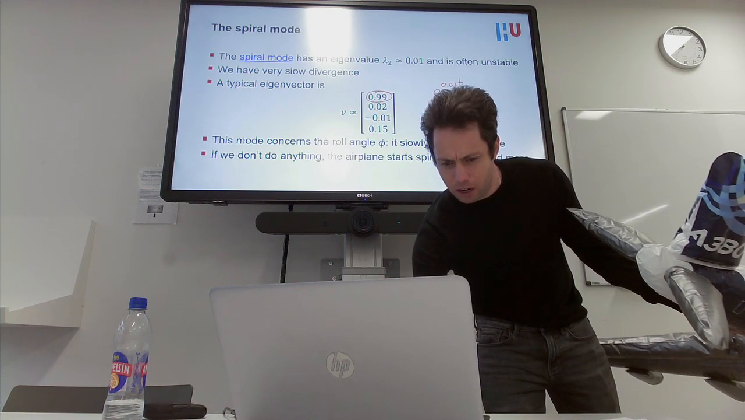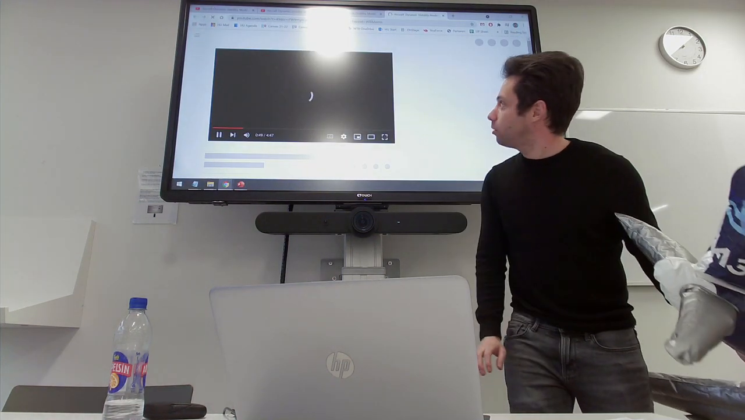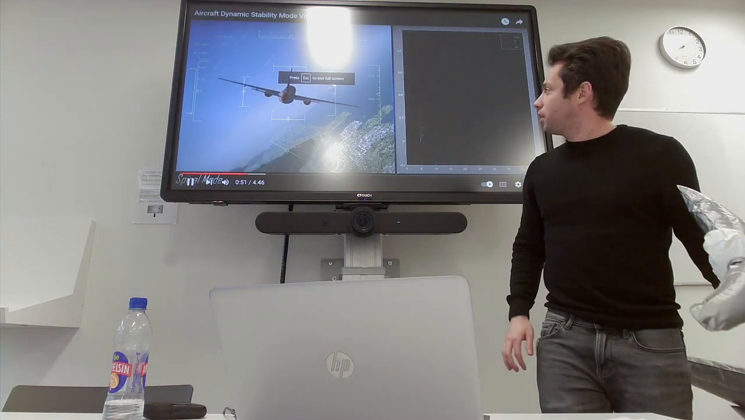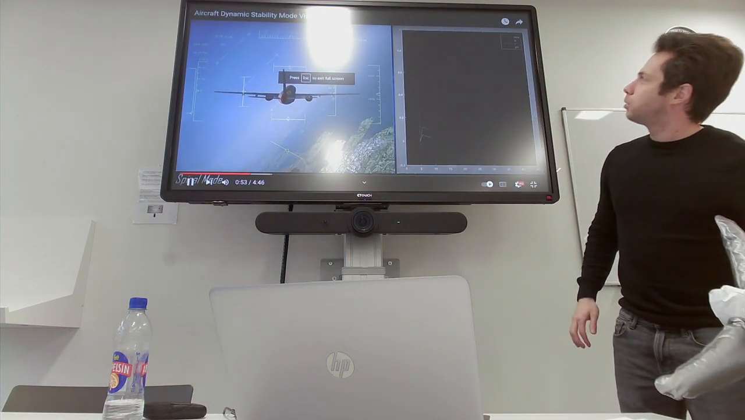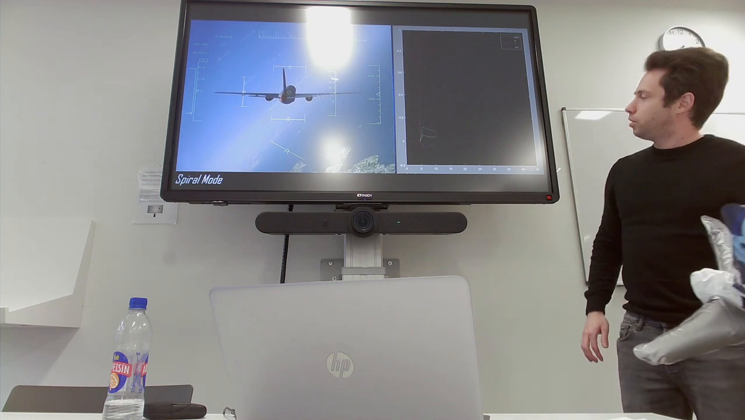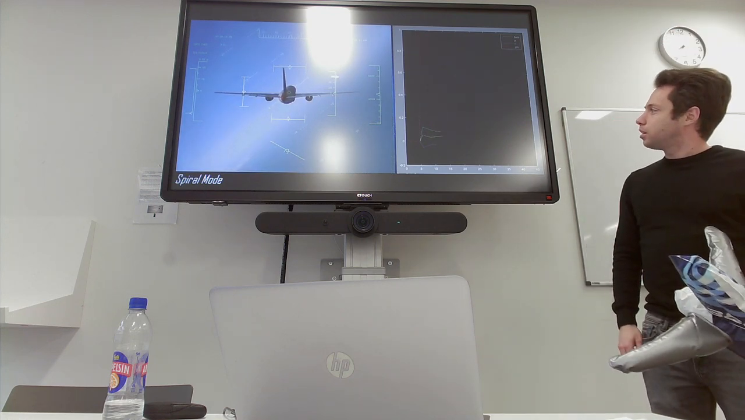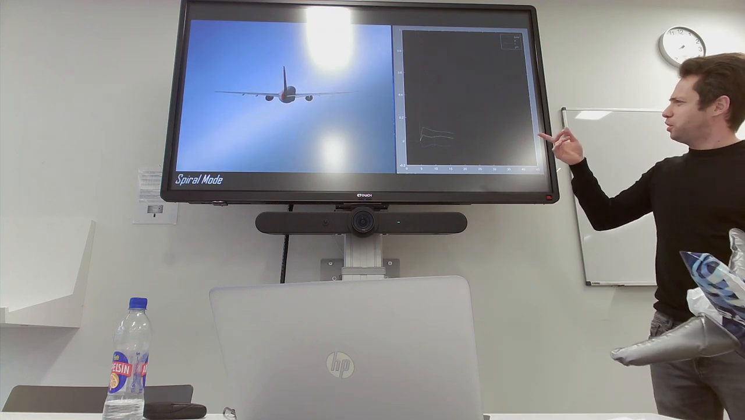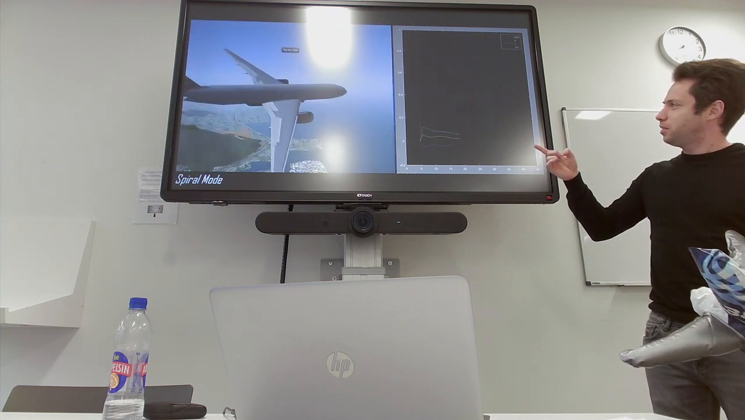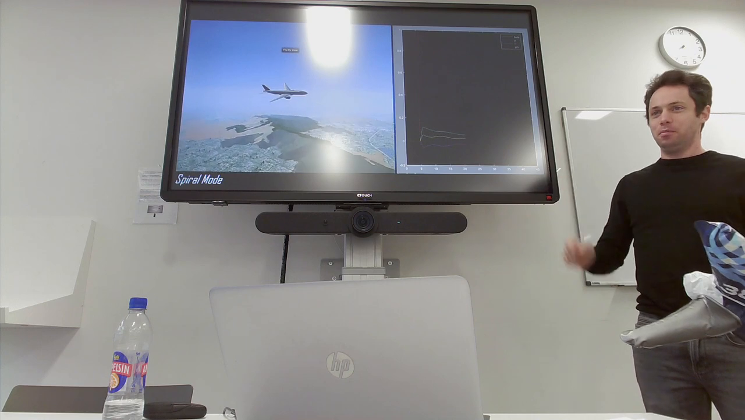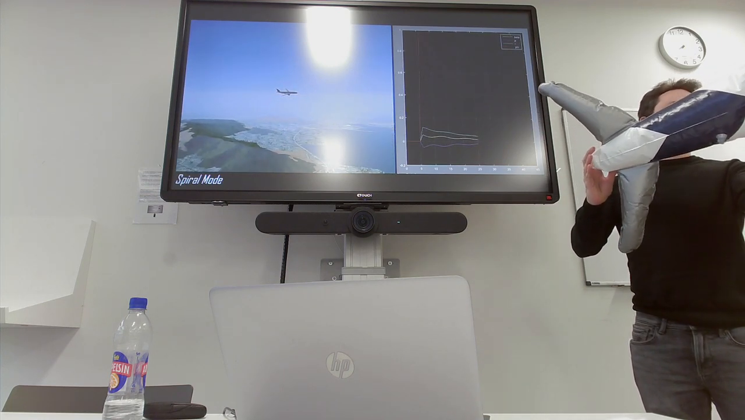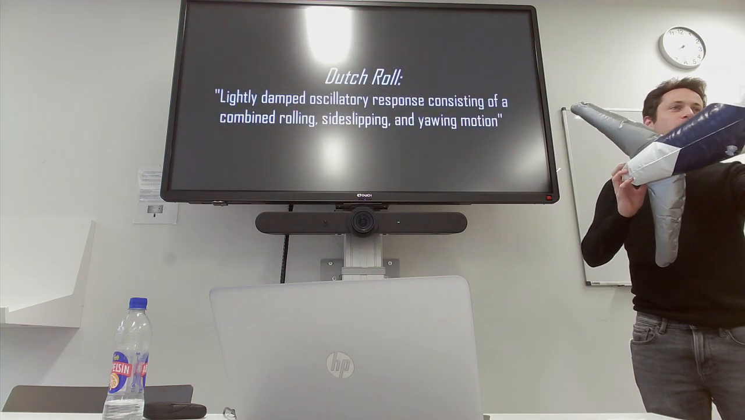It actually varies a bit per airplane. Some of them are very slightly stable, others are very slightly unstable. But if you don't do anything with an airplane and it just has an angle, then it keeps spiraling. Fun fact, for this video they have a slightly different airplane. This one is slightly stable, but generally, if you have an angle, you keep having that angle. And for most airplanes, it slowly grows over time.